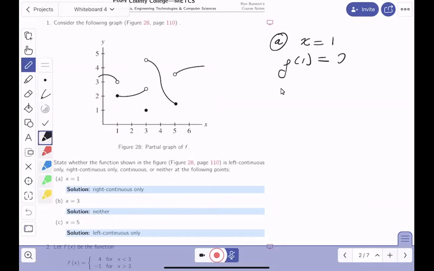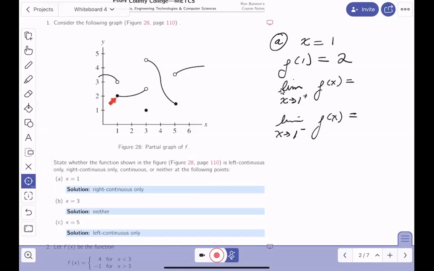The next thing I would do is the limit as x approaches 1 from the right of the function f of x, and the limit as x approaches 1 from the left of f of x. Let's take a look at it. Again, this is the number 1. This is the right side of it. If I'm on the right side, it looks like I'm approaching the number 2. Let's go from the left side. This is the number 1. This is the left side of it. Looks like I'm approaching the number 3.